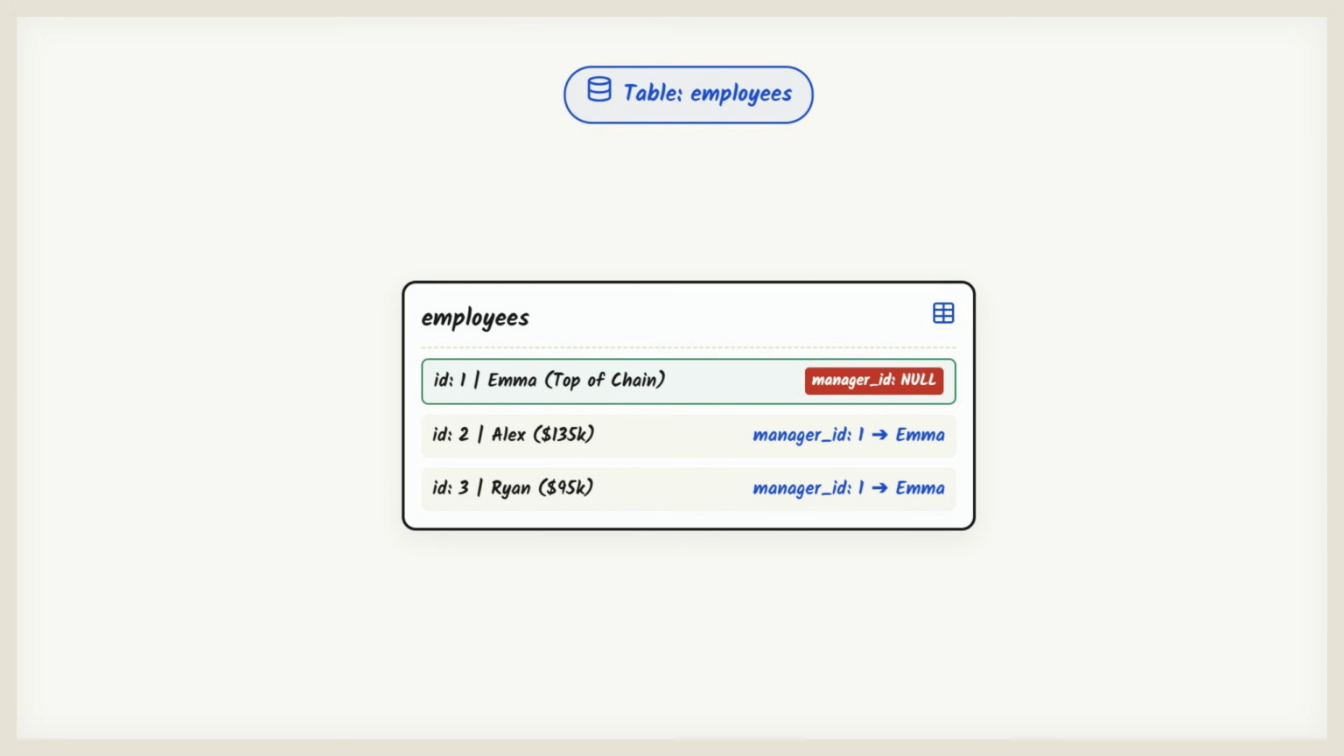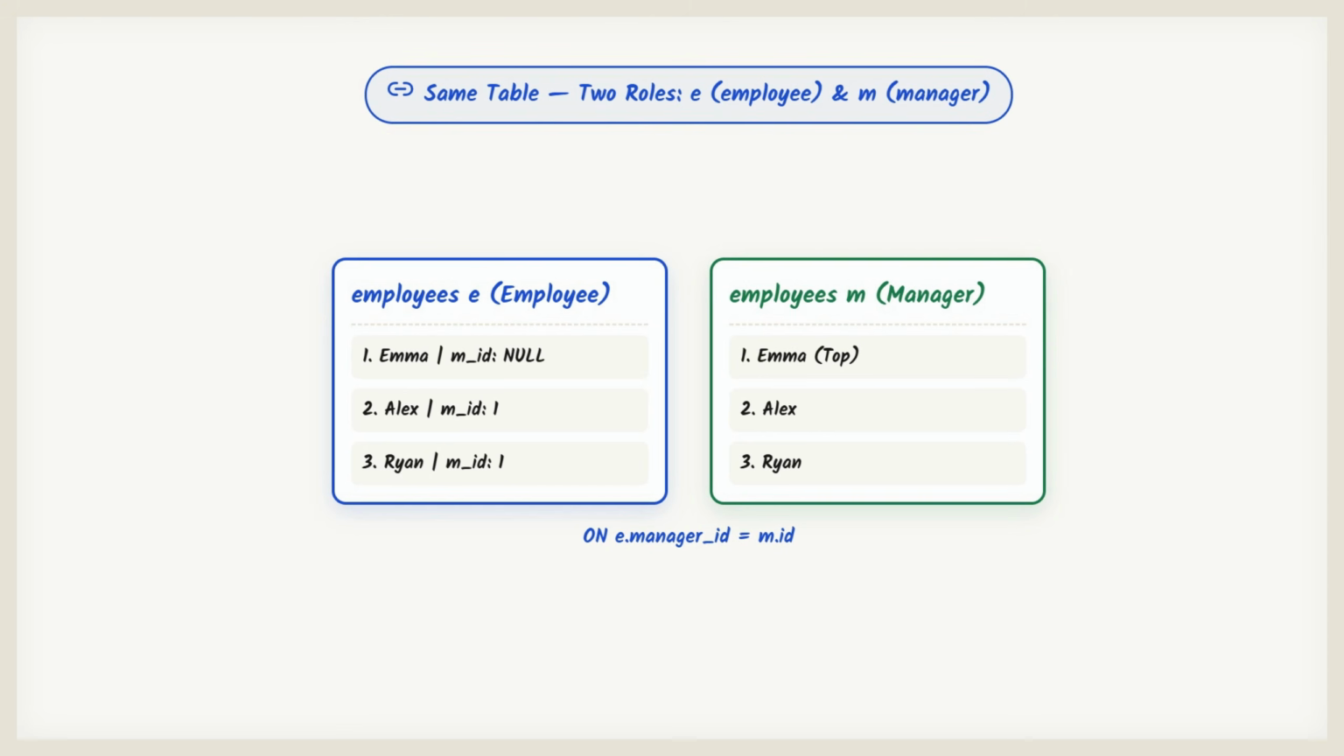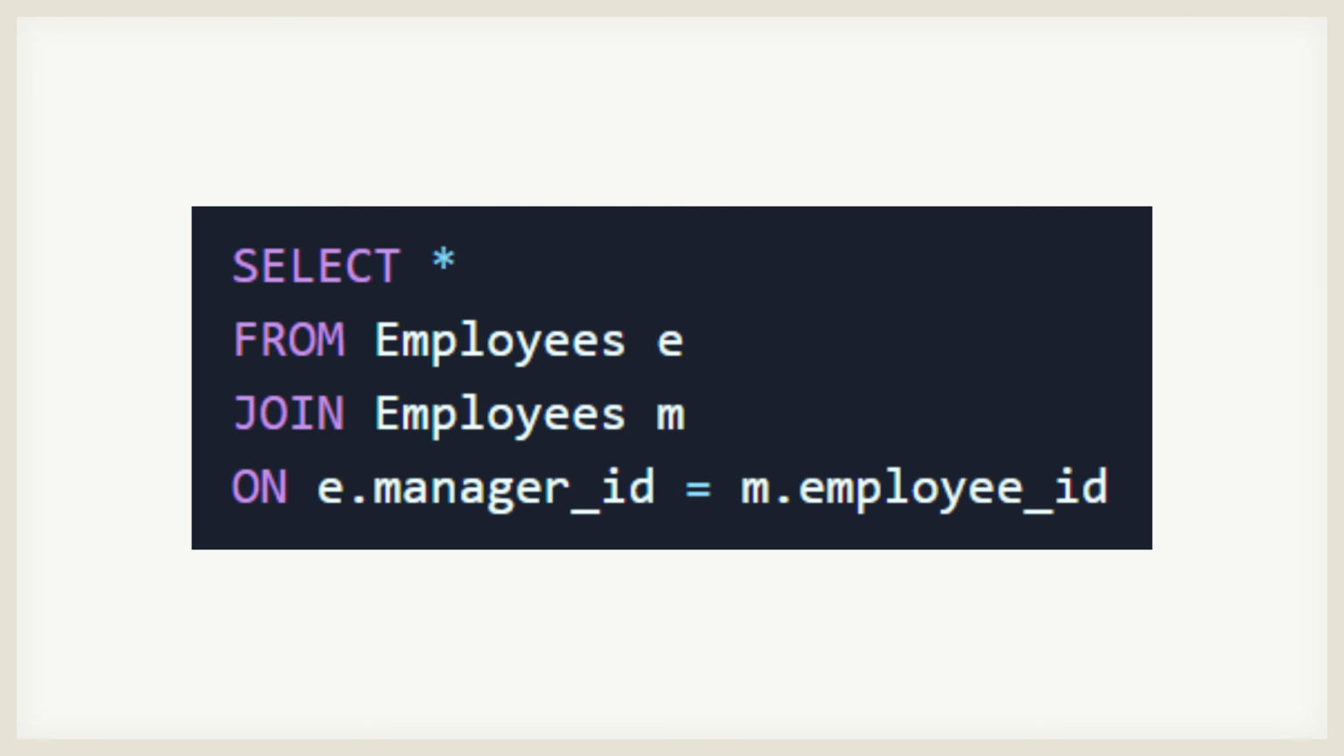Alex reports to Emma. Emma reports to no one. She's the top of the chain. To match employees with their managers, alias the table twice. Call one copy E for employee and the other M for manager. Then join E.manager_id to M.employee_id.